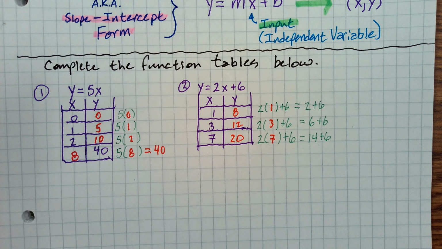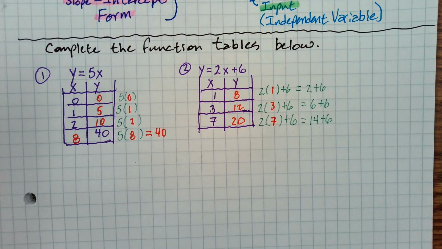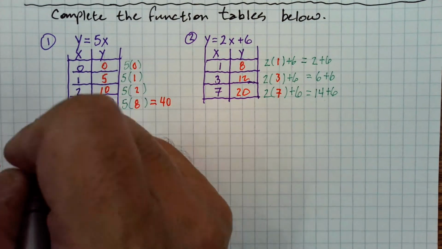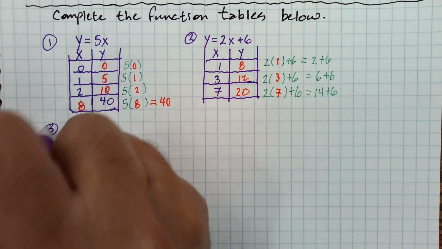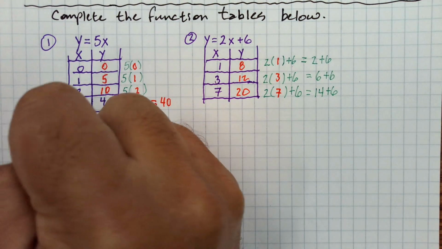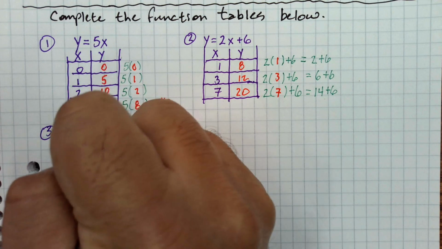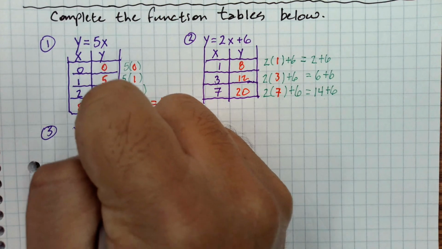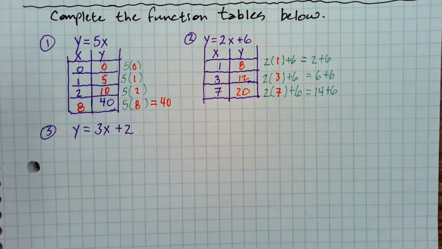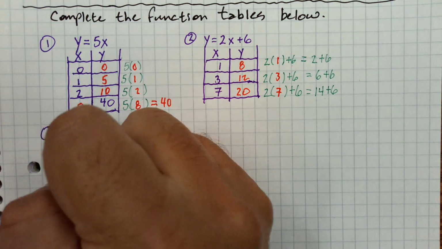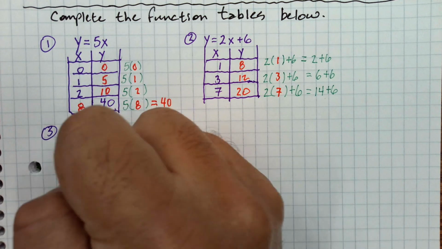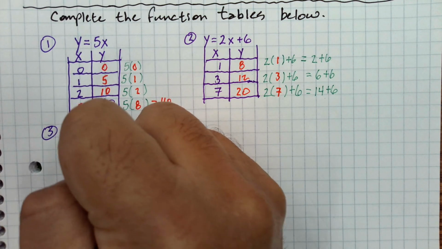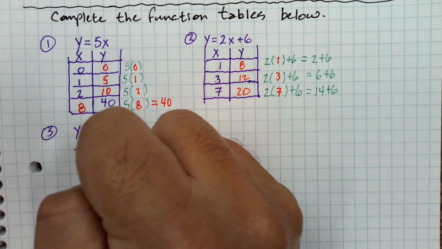All right, let's do a few more. What are we up to? Number 3. Here's number 3. Y equals 3x plus 2. Okay? And so we're going to have a number for x and a number for y.